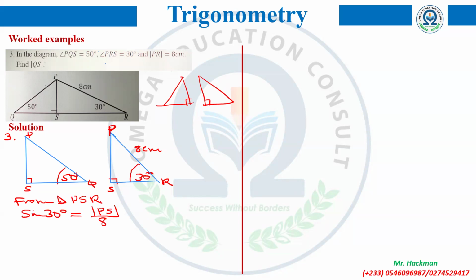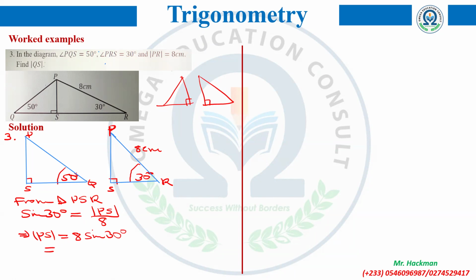Can I say that this implies the length of PS, because I'll cross multiply, will be equal to 8 sine 30, or 8 sine 30 is equal to the length of PS? Yes, you all agree. Very good. So now you use your calculator. Sine 30 is half, which with time you know offhand. So it will be 8 times half, which will give us what? 4. Is that clear? Yes, please.